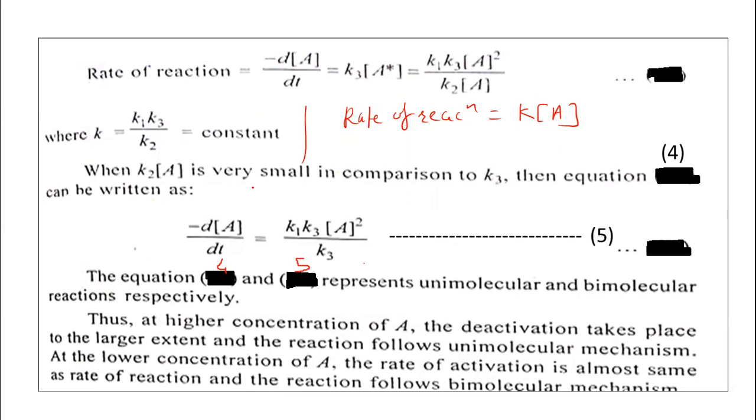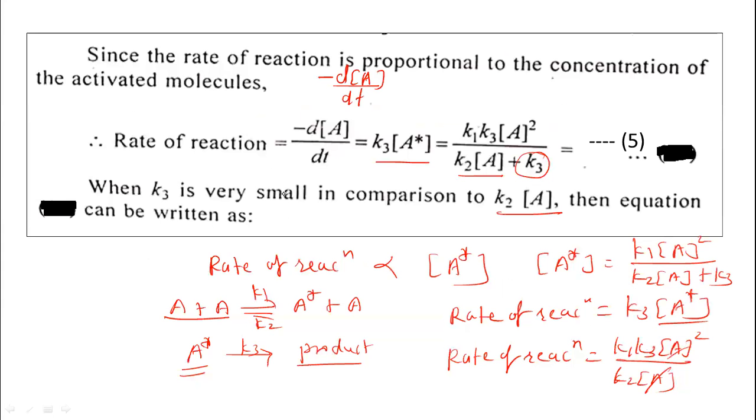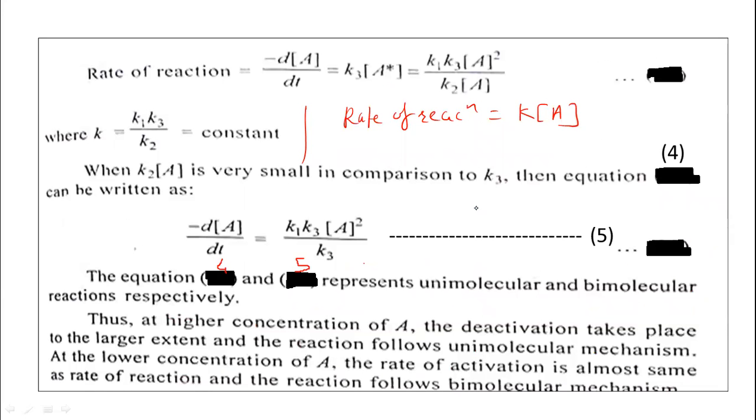When K2 into A is very small in this equation, if this K2 into A is very small, it means the reverse process has very less possibility. It means the activated molecules are converted to the product. The reverse process, the backward process, is very less. So if it is very small, what happens? It can be neglected from this equation.